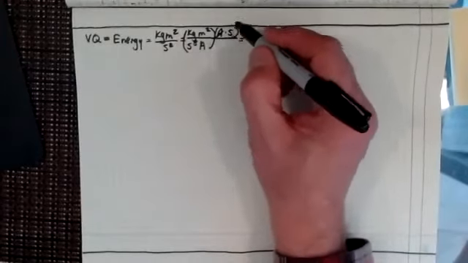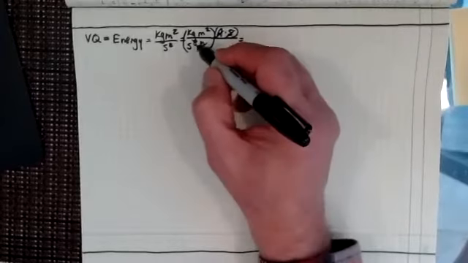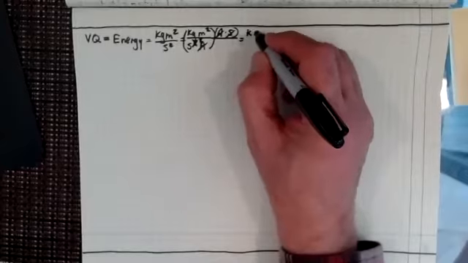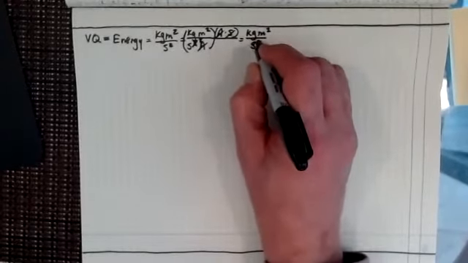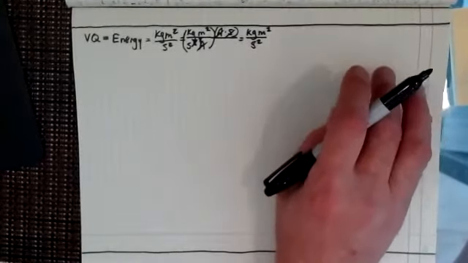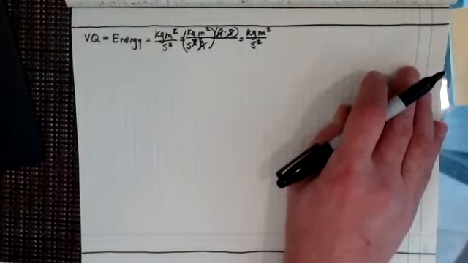So that amp is going to cancel out with that amp, and that second is going to cancel out with one of those, making that squared. So yep, kilogram meters squared over seconds squared. That's right, it is. That is energy. So voltage times charge equals energy.